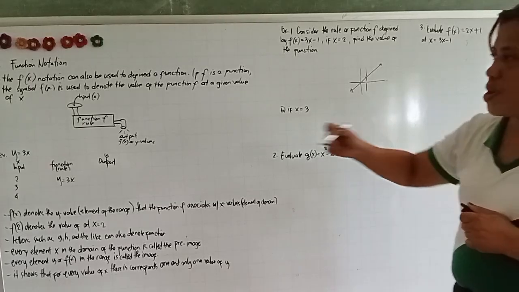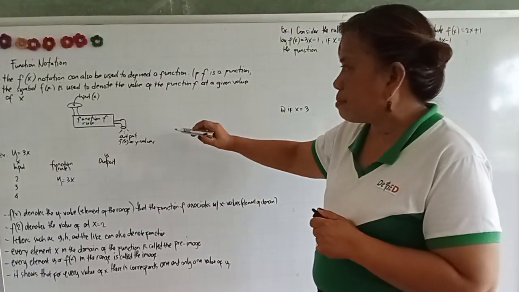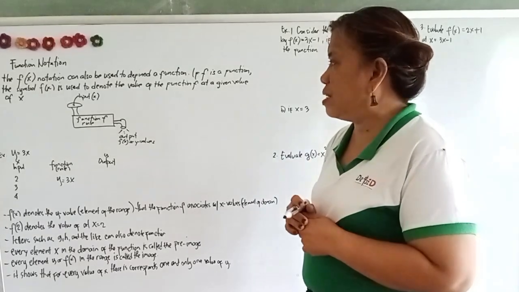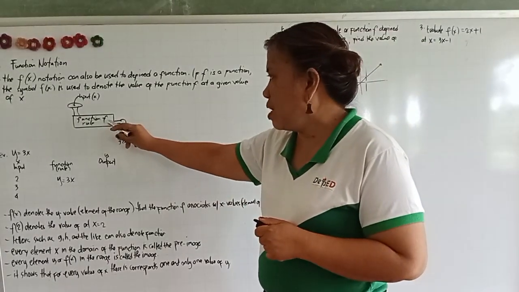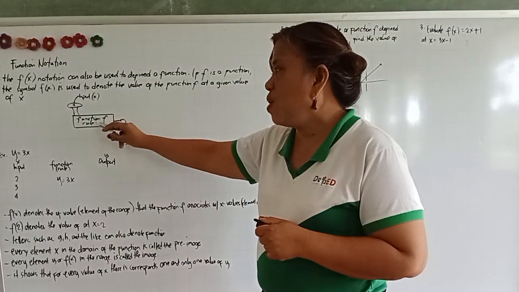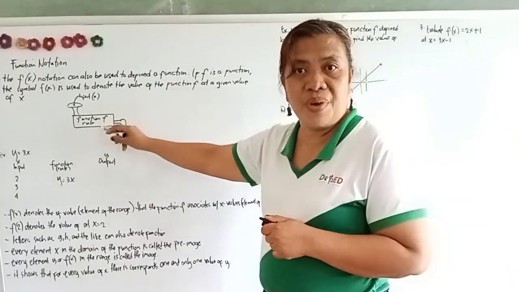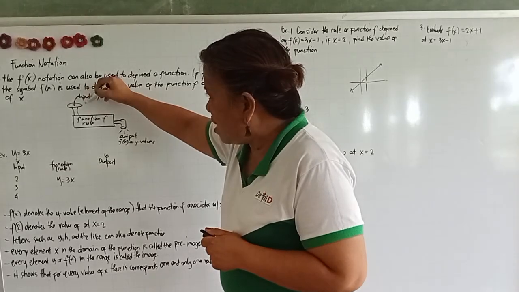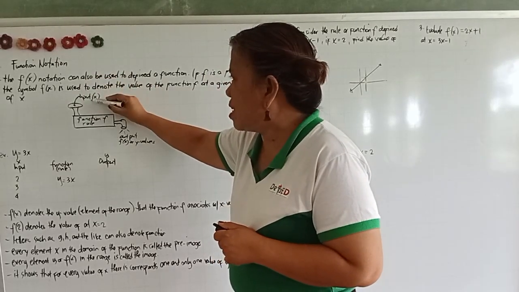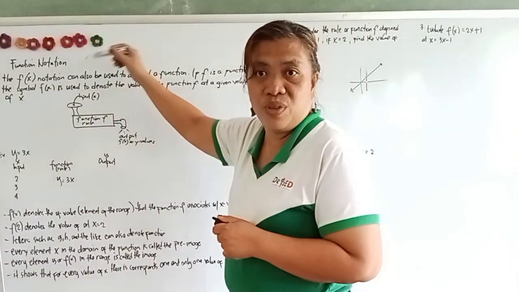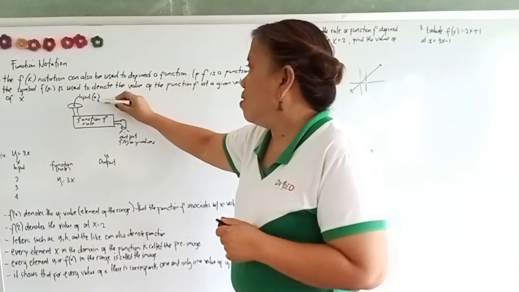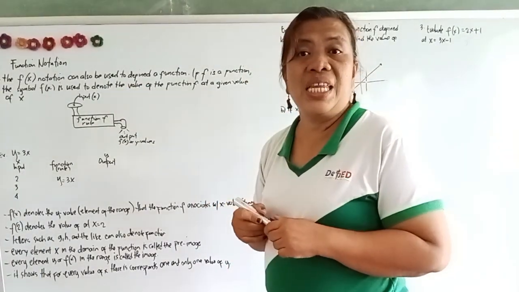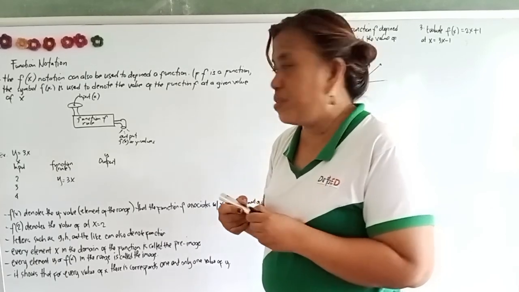So we have here a drawing. This is what we call the function machine. Inside this machine is the function f, or the rule, if you remember. Then this is the input, the x values, the independent variables.